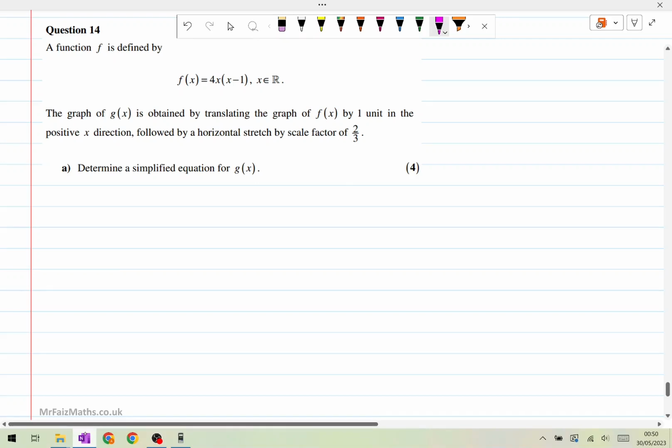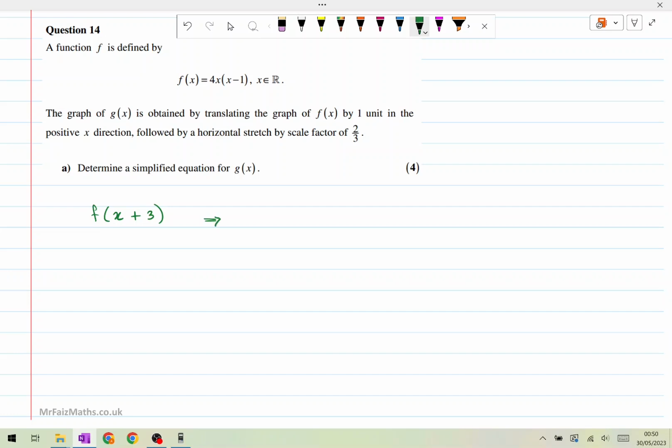Okay, now on question number 14, I think before we actually attempt this question, we'll just remind ourselves of a couple of the rules that had to do with transformations of functions. So one of them is that if I was to take f of x plus something, in fact, we'll do this with just an actual number because it's a bit easier that way. So if I was to take a function and then apply a transformation f of x plus 3, the effect of this is to translate the graph by 3 units to the left.